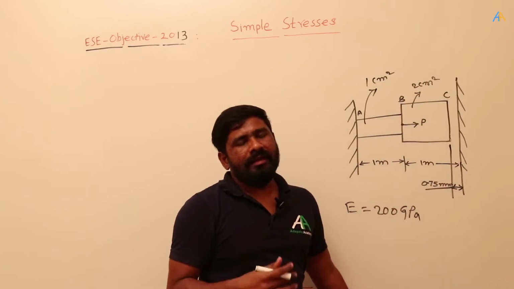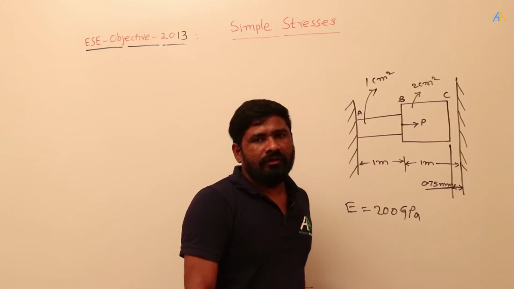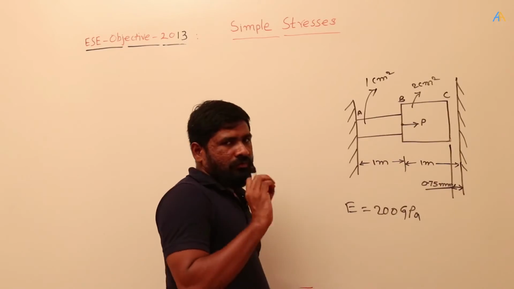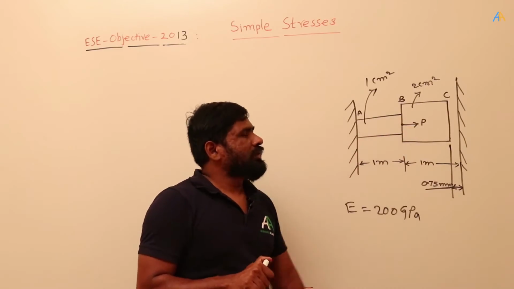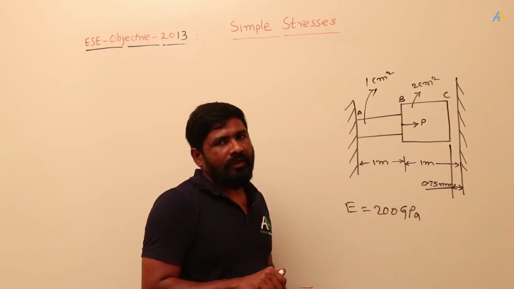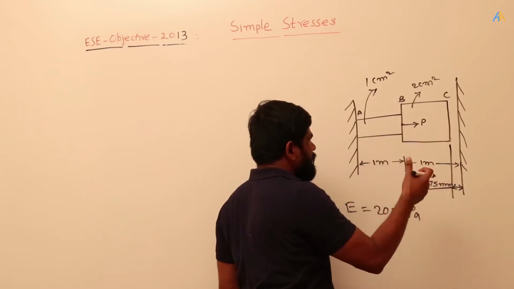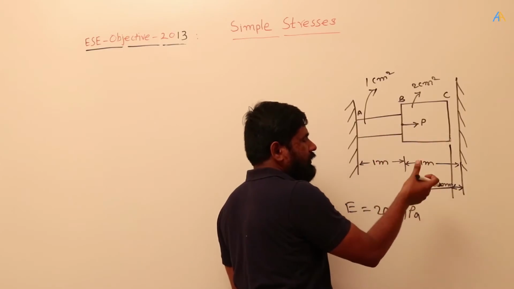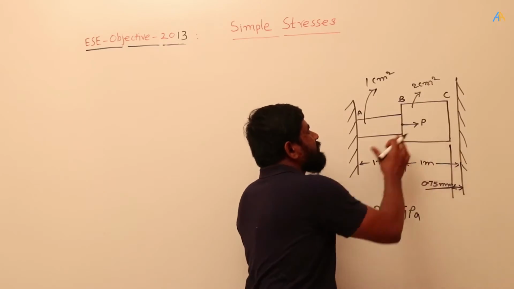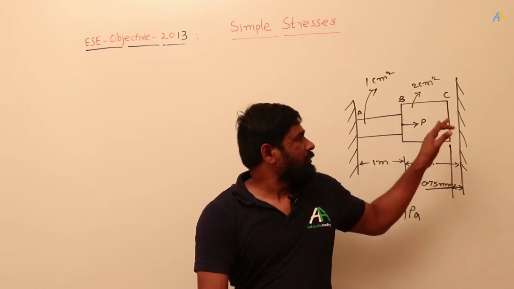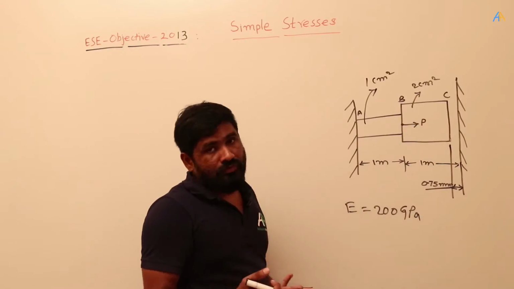What they have given is the elongation, that is delta. We need to find out the P. That is one point. And what is the other point? Is that delta for AB and BC together or only for AB? That is a tricky one here. As soon as you see this, you may think that the elongation is the total elongation for AB plus BC. But what is the force that is applied in case of BC? Is there any force in the BC? There is no force in the BC.